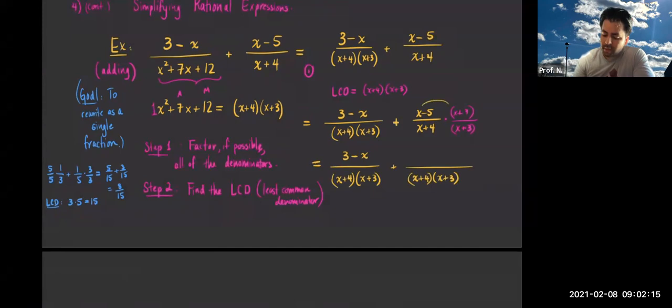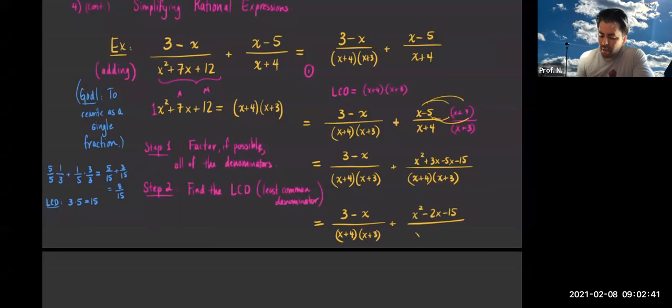So I'm going to distribute the x and FOIL, right? I'm going to FOIL. So x times x is x squared, x times 3 is 3x, minus 5x, minus 15. And then I get (3 minus x) all over (x plus 4)(x plus 3), plus (x squared minus 2x minus 15) all over (x plus 4)(x plus 3). So do you see how we did that? It looks more complicated than what we started, but actually it's better because we have the same denominators.